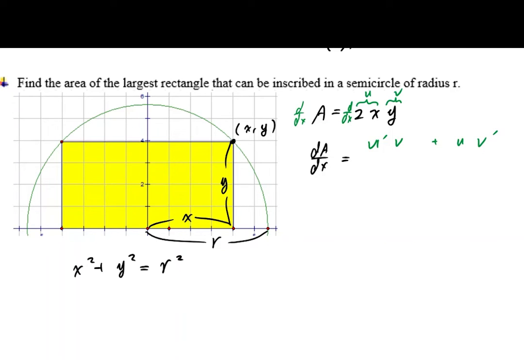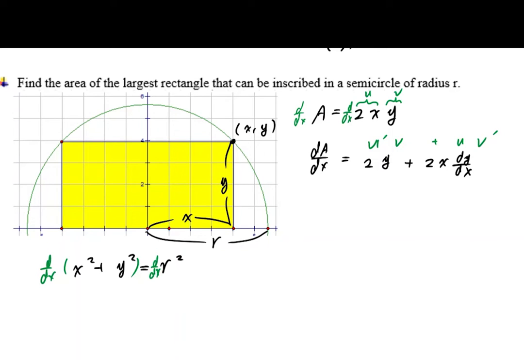So u prime is 2 times y plus u, which is 2x, times v prime, the derivative of y. Well, how about this, right? Then you might ask me, what is dy over dx? Where do we get it? We get it from here. Do you remember? Implicit derivative? Yeah, this thing comes in mighty handy now, doesn't it?